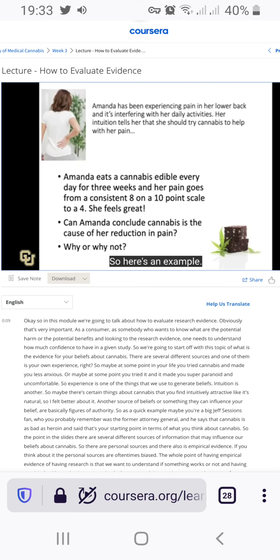So here's an example. So let's say we have this person, our friend up here, Amanda, who has been experiencing pain in her lower back, and this is the kind of pain that's chronic. It's interfering with her daily activities. She wants to fix it. Her intuition tells her that she should try cannabis to help with her pain. And so Amanda eats a cannabis edible every day for 3 weeks, and her pain goes from a consistent 8 on a 10-point scale to a 4. And she feels great. So can Amanda conclude that cannabis is the cause of her reduction in pain? Why or why not?